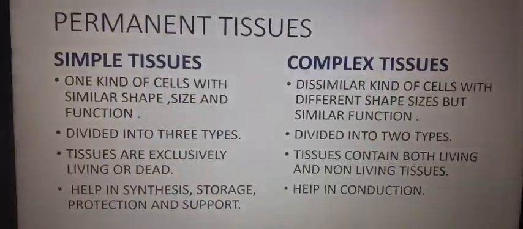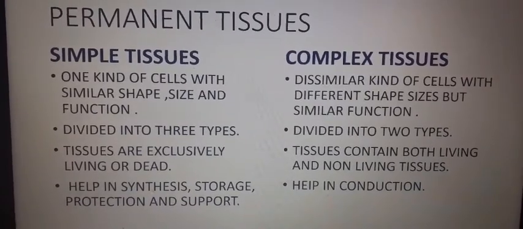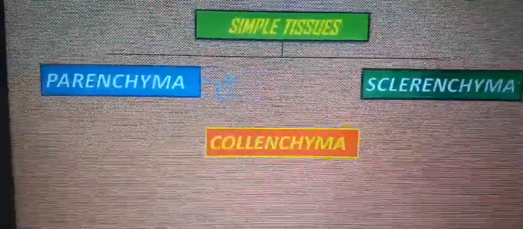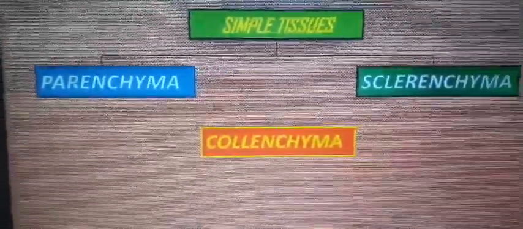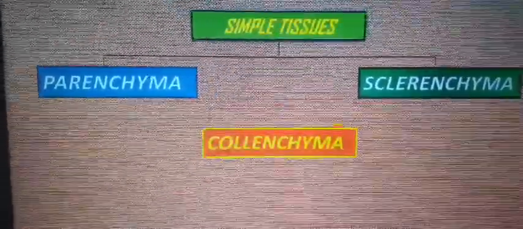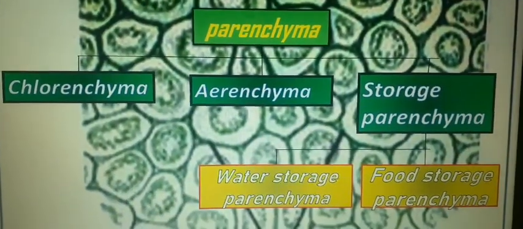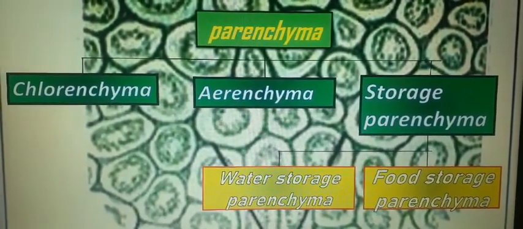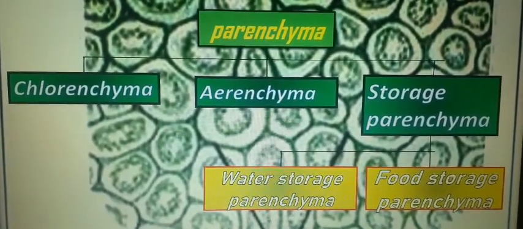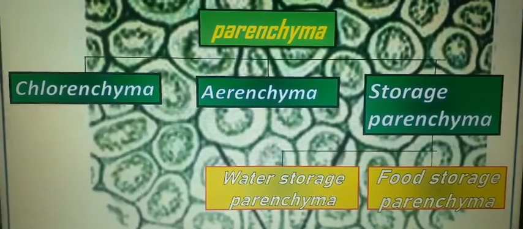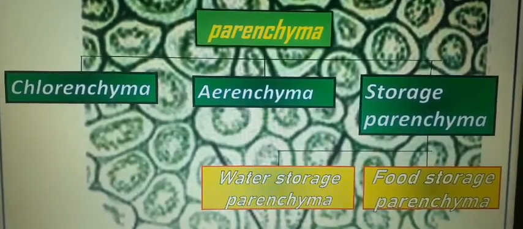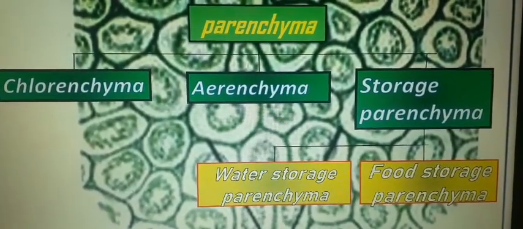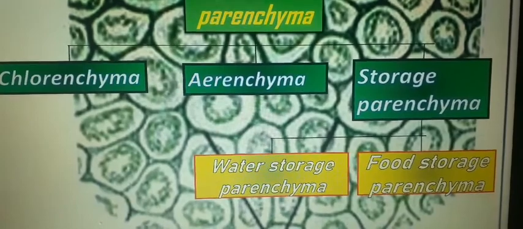Again, based on their functions, these permanent tissues are divided into three categories. If you can recall, parenchyma, collenchyma, sclerenchyma. Then this parenchyma is further categorized into four types. The chlorenchyma performs photosynthesis. Aerenchyma helps in storage of air, thereby helping the plants to float on the surface, aquatic plants. Then storage are of two categories, one storing water and the other storing food.